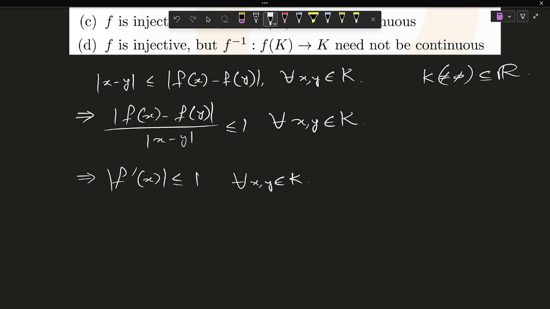So for this, as |f'(x)| is greater than or equal to 1, |f'(x)| will be greater than 0. So f(x) is strictly increasing, we know that.